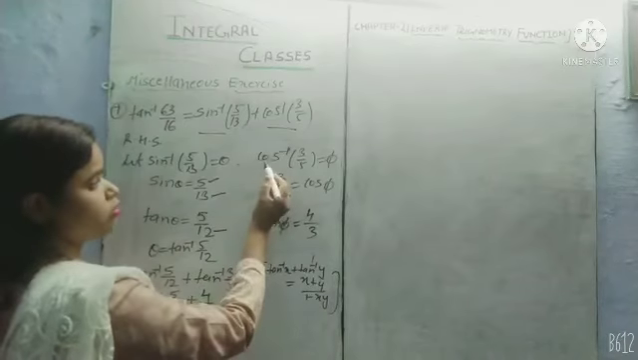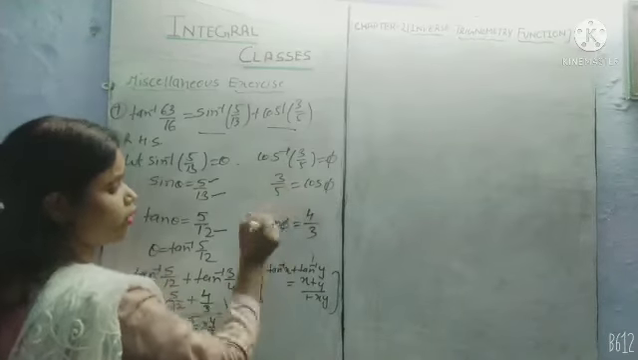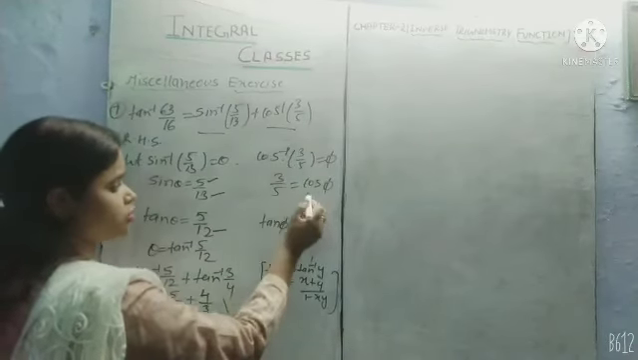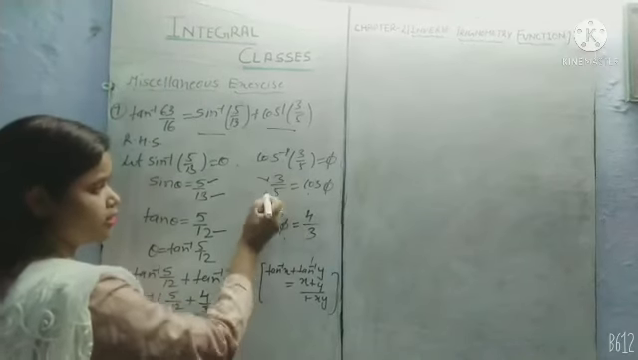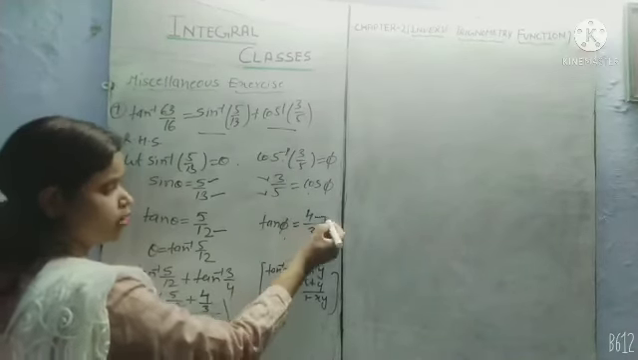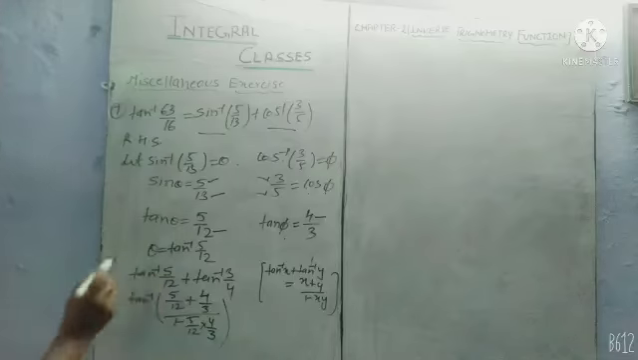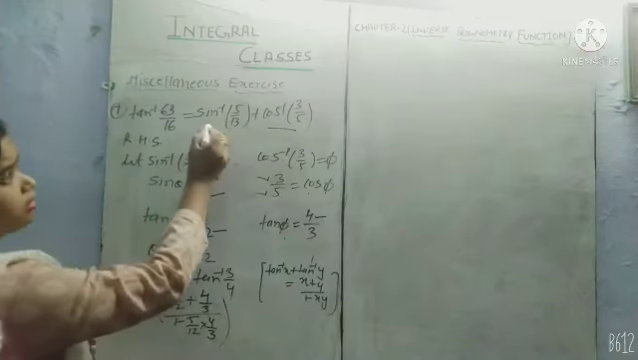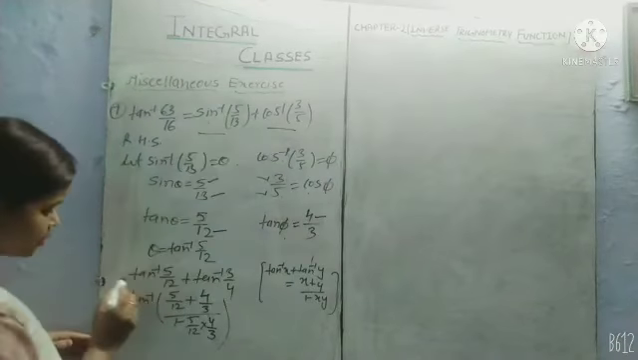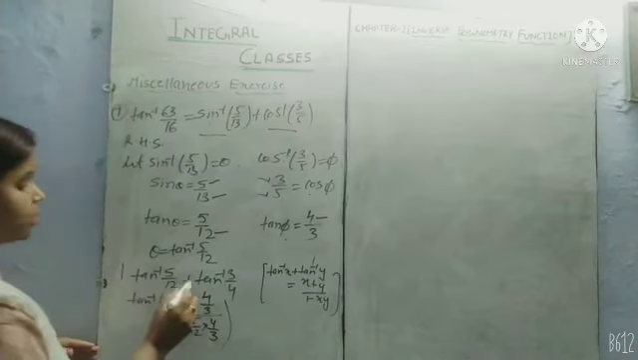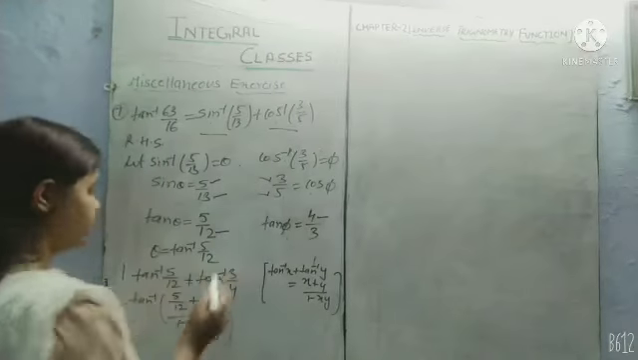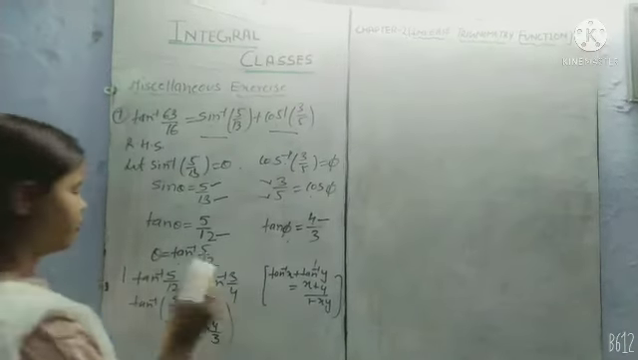Similarly we will solve cos inverse 3 by 5 equal to phi. Then 3 by 5 is equal to cos phi. So tan phi equals what? It is base, it is hypotenuse, so perpendicular is 4, and tan phi is 4 by 3. Now we will replace sin inverse 5 by 13 by tan inverse 5 upon 12, and cos inverse 3 by 5 by tan inverse 4 by 3.